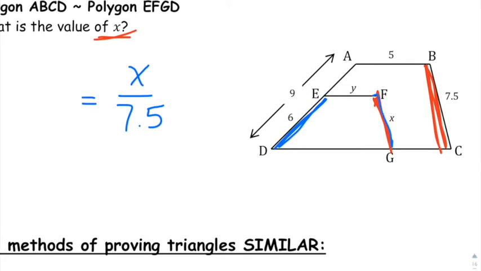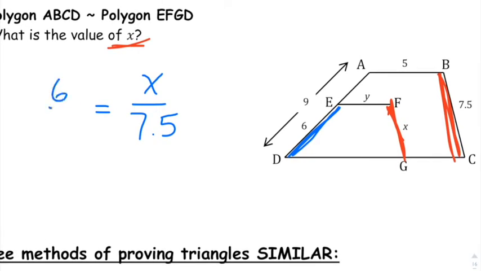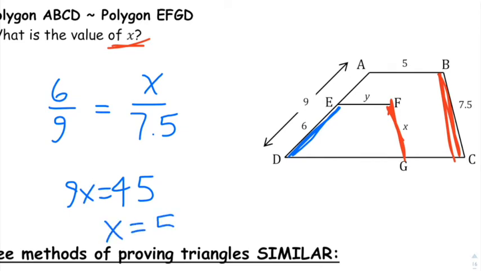So notice here I got the small over the big for the trapezoid, so I need to go small to the big on the other trapezoid, kind of like that right there. I'm going to use my calculator for 6 times 7.5. Apparently that's about 45, and then equals 9x. So then when you divide, you get x equals 5.